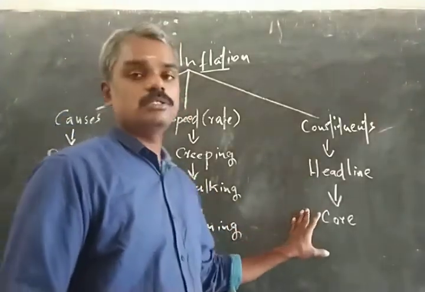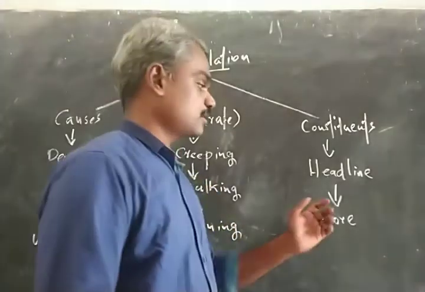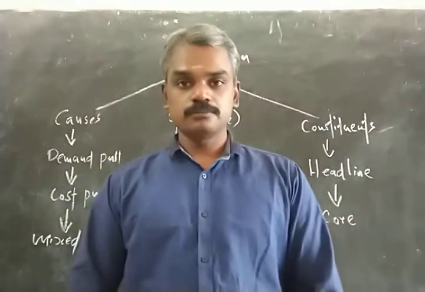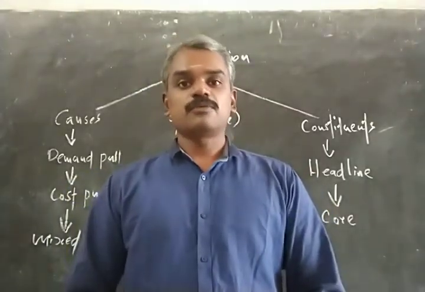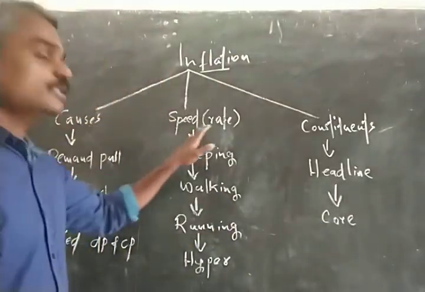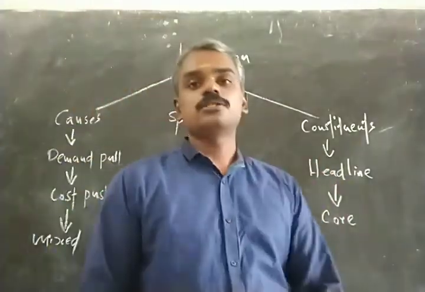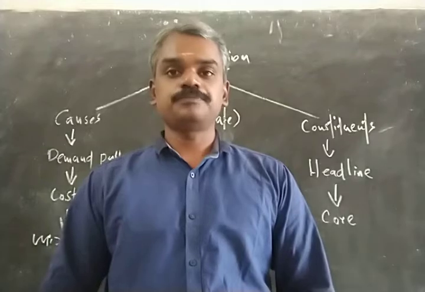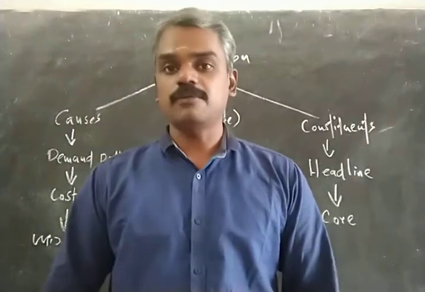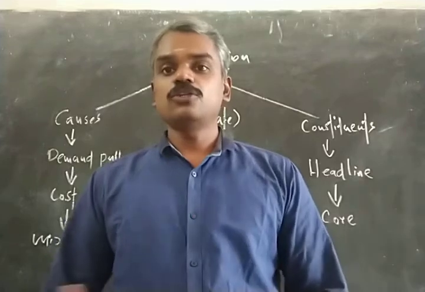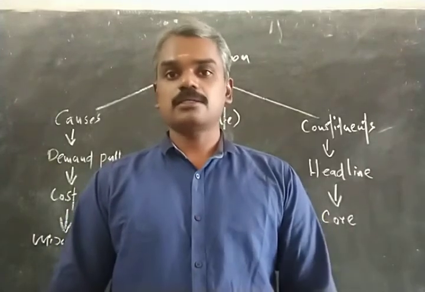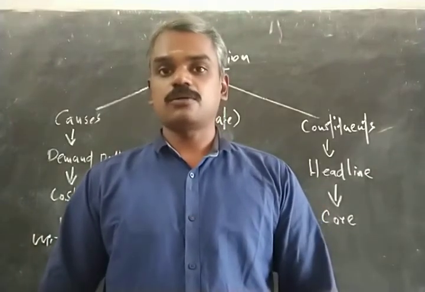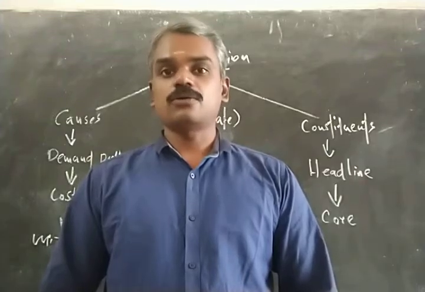The headline inflation, which includes all the commodities and services, and core inflation, which excludes the volatile items like food and energy. Okay. So these are the different types of inflation on the basis of causes of inflation, speed or rate of inflation, and constituents of inflation. And we also got a different categorization of inflation based on the people who experience the inflation. So we have divided it into three categories. One is wholesale price index inflation, also known as WPI, consumer price index inflation known as CPI, and producer price inflation known as PPI.